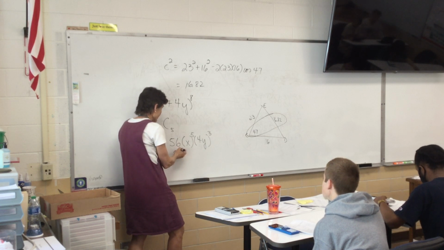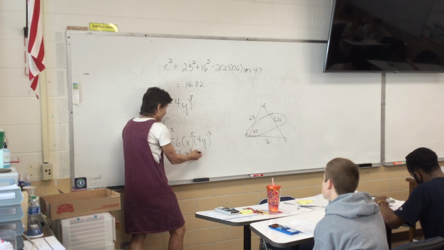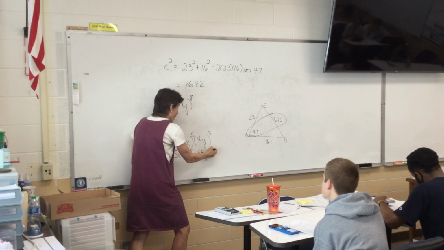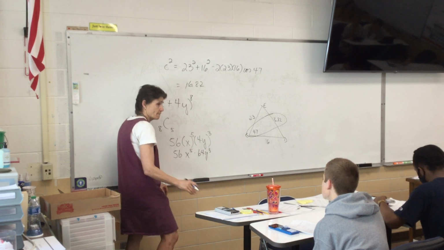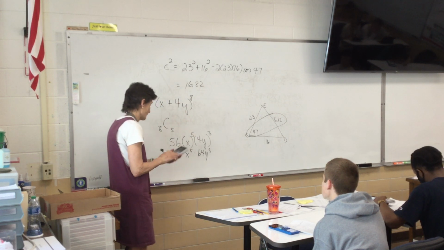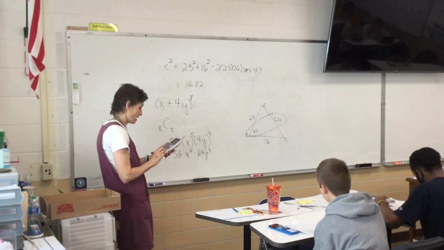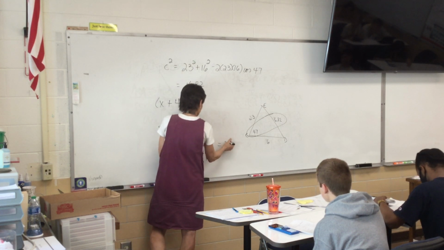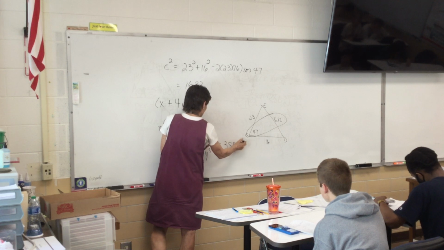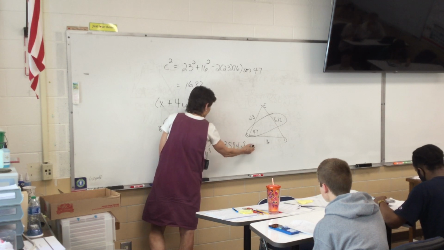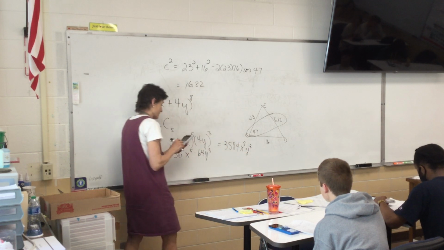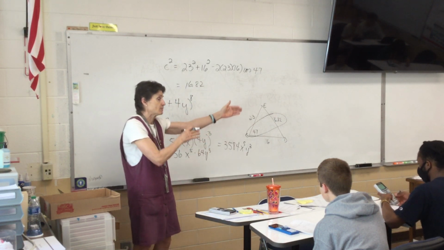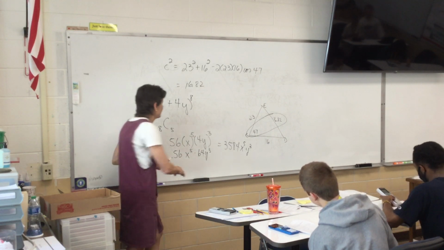So I have a 56, X to the 5th, and a 64 Y cubed, 4 to the 3rd. So 56 times 64 is 3584. So the answer is 3,584 X to the 5th Y cubed. That's the fourth term. If you did the whole thing out, that would be the fourth number in the list.